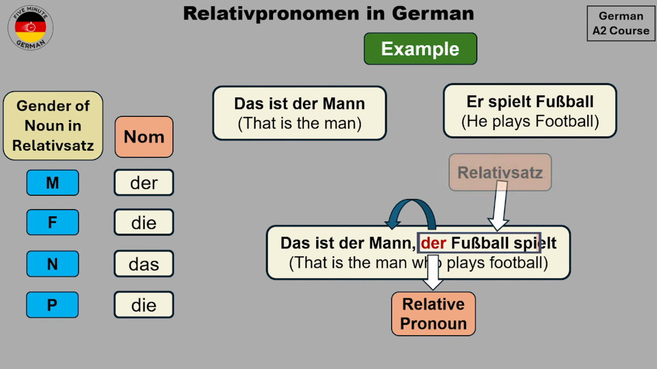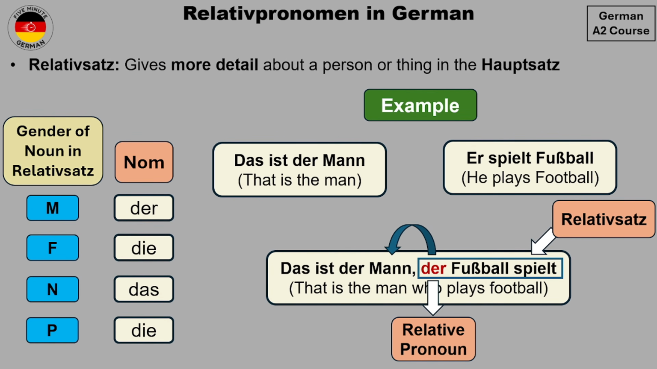And this part of the sentence is the Relativsatz because it contains the relative pronoun. So we can also say that a Relativsatz gives more detail about a person or thing in the Hauptsatz, because the first part of the sentence is the Hauptsatz. And one more important point when you use relative pronouns or Relativsatz in German is that you have to add a comma between the Hauptsatz and the Relativsatz. So this is very important. In English, we usually don't use this comma.